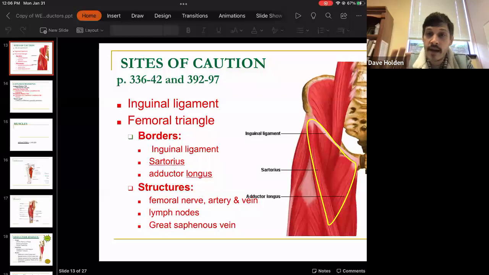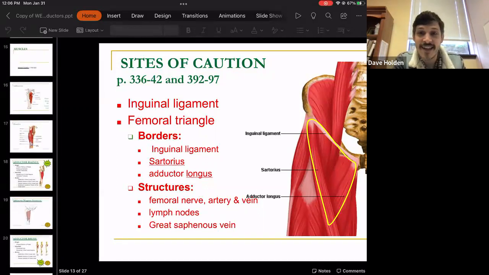The reason we paid close attention is because all of these structures rise very close to the surface. We want to be very careful when we're working in this area. You don't want to put too much pressure on a nerve or an artery. I mean, or a vein or a lymph node, but you know what I mean. It's really the vein and the nerve and the artery that are the most pressing concerns in this femoral triangle.